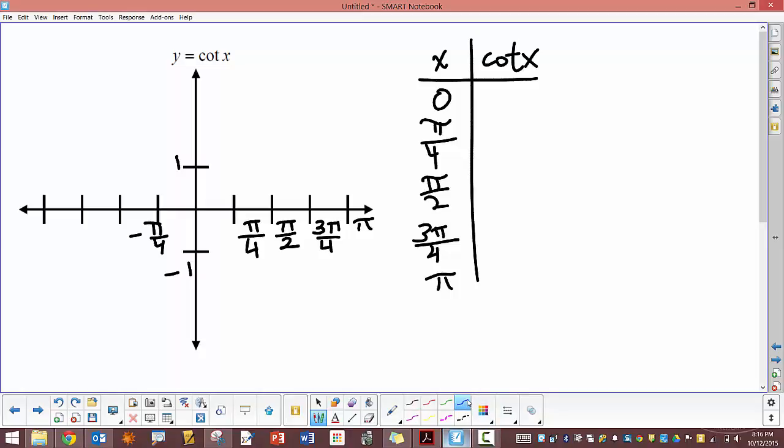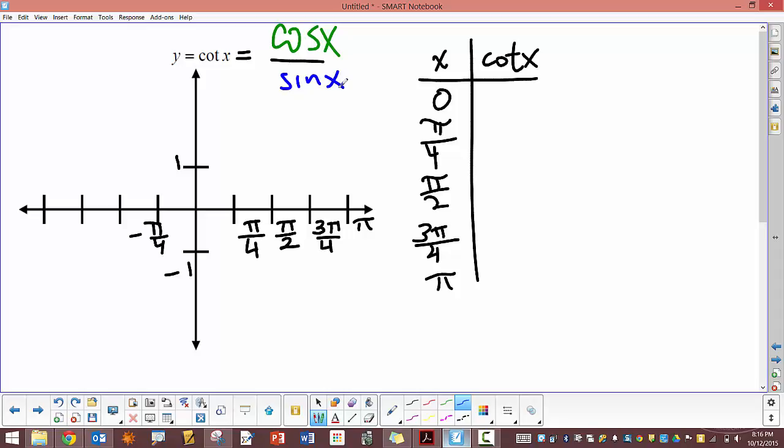We're going to graph cotangent the same way we graph tangent. So we're going to use the same key points and zooming in a little bit. Keep in mind cotangent is the reciprocal of tangent. So instead of sine over cosine, it's actually better to think of it as cosine over sine. So we'll do the same thing.